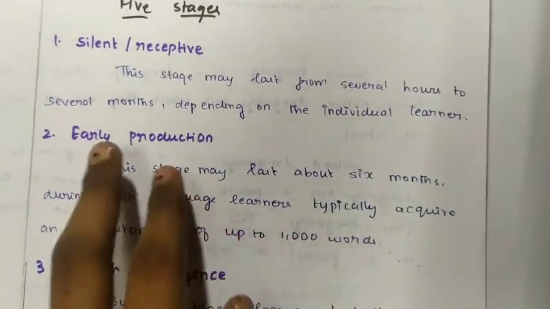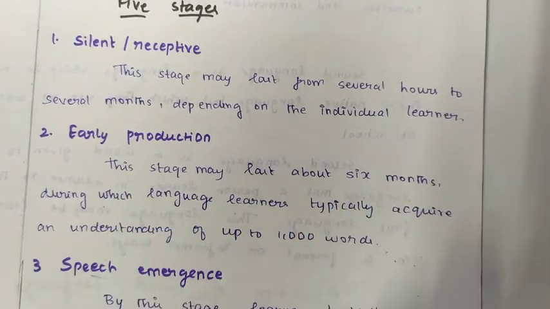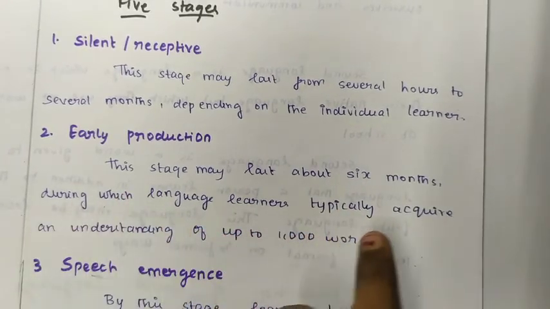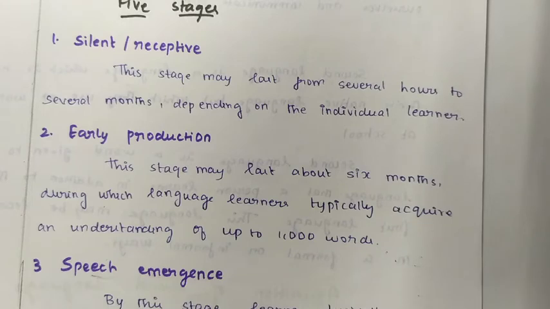And the second stage is early production. This stage may last about 6 months, during which the language learners typically acquire an understanding of about 1,000 words. So early production refers to, if a person wants to learn one language, in 6 months he or she used to know at least 1,000 words, right? That is what early production is.